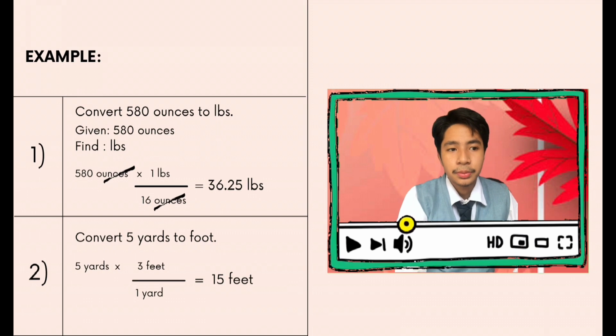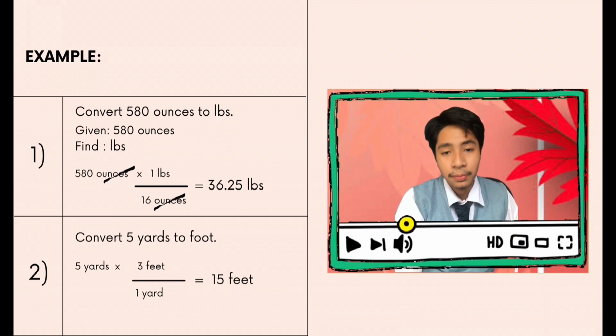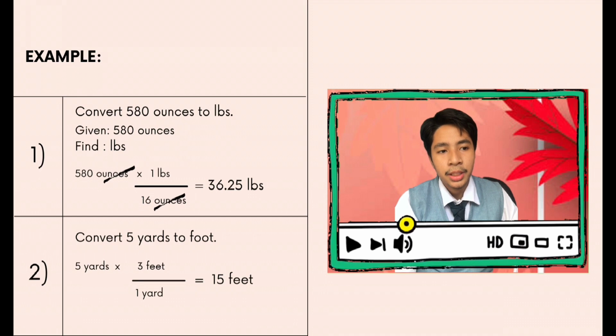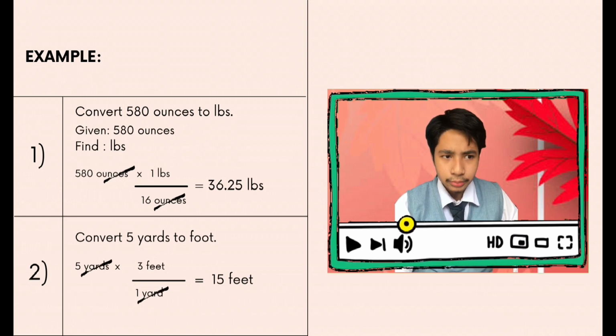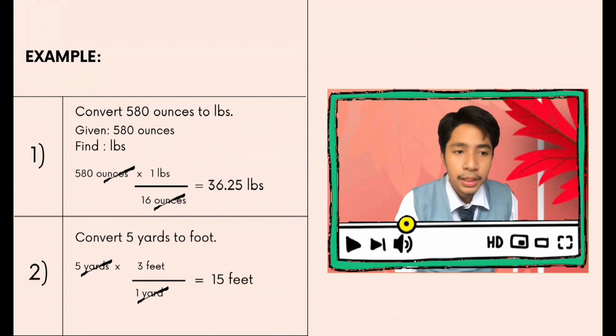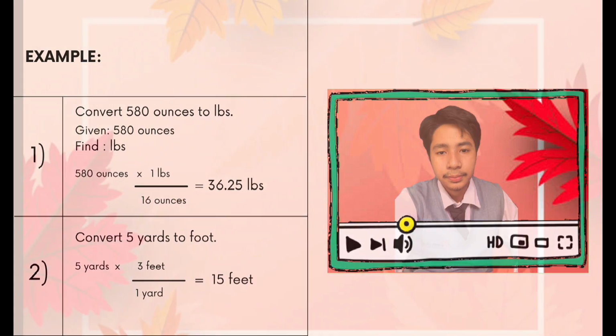So example number 2. Convert 5 yards to feet. We have here that 1 yard is equal to 3 feet, and we'll be using that for the procedure. Just like the other example, 5 yards times 3 feet divided by 1 yard. It is to cancel out the yard and have the remaining unit, which is the feet. So we have 5 times 3 divided by 1, so we have a total of 15. So that will be the answer, 15 feet.